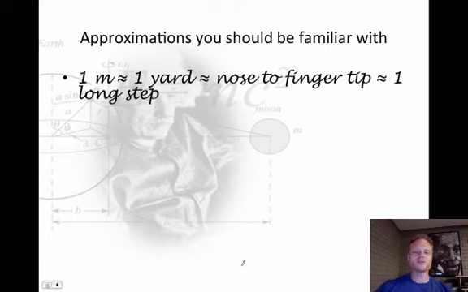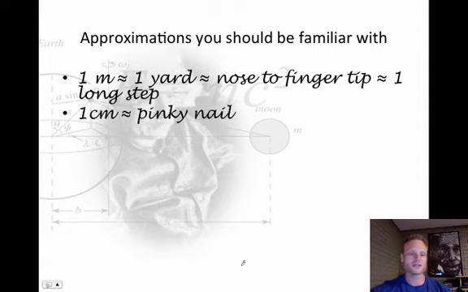Okay, so being able to kind of visualize these things, you know, saying like 10 meters is sometimes hard to visualize, but if you can think of 10 nose to fingertip distances or 10 long steps, that kind of helps you visualize what 10 meters might be. So these are some approximations I recommend just kind of being familiar with. 1 centimeter is about the length of your pinky nail.